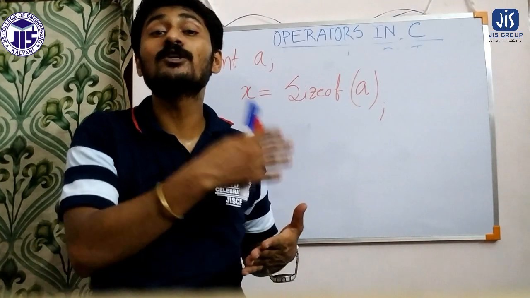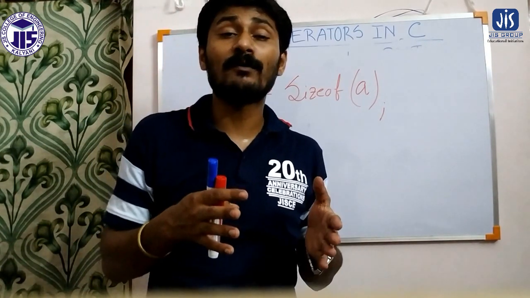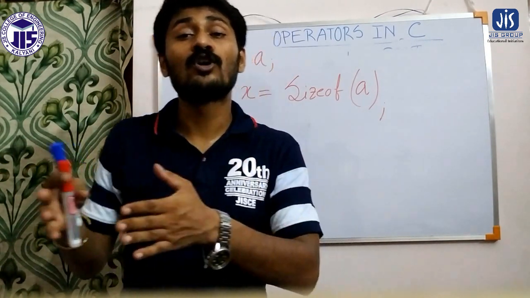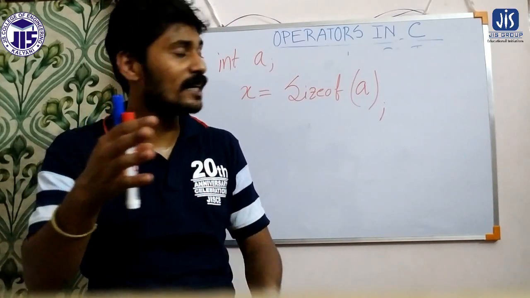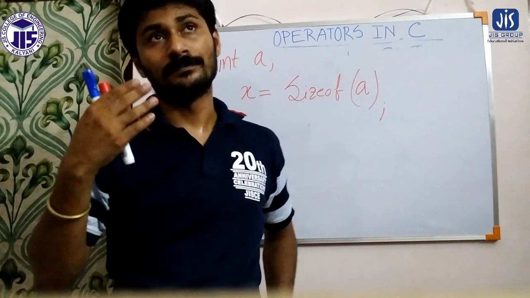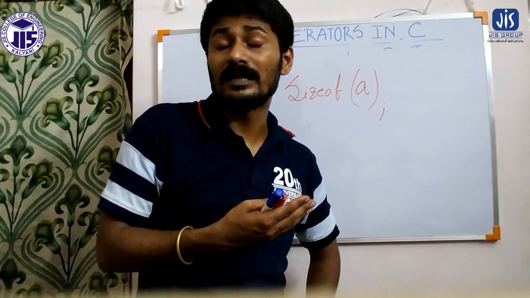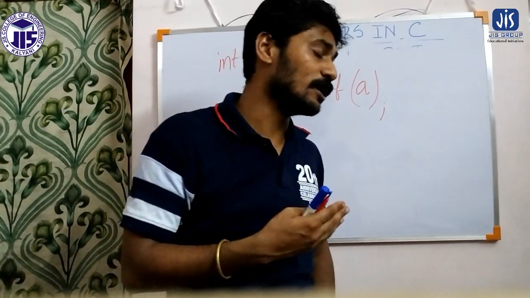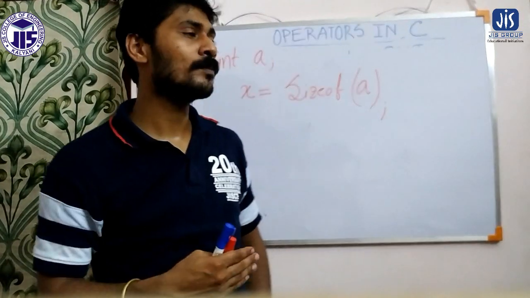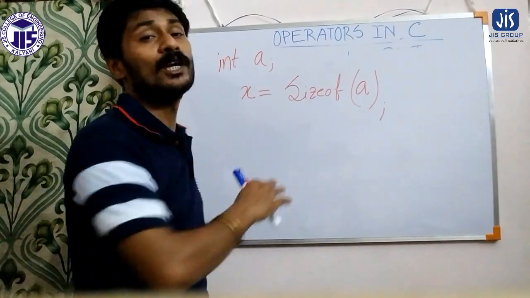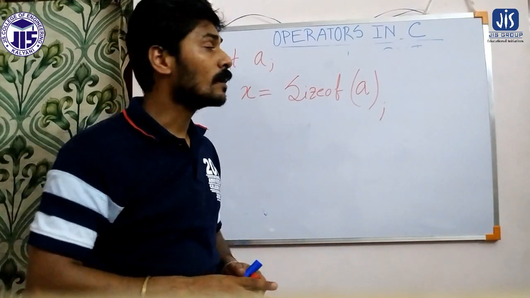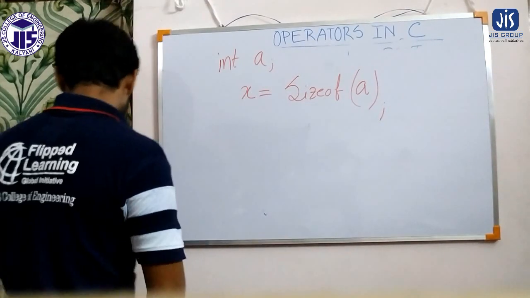Then we have discussed bitwise operator, using which we can perform different bitwise and, or, not, shifting operations, etc. We have discussed increment and decrement operator, using which we can increase or decrease the value of a variable. It may be pre, it may be post, and we have discussed the sizeof operator in these 3 lectures. That is all about the operators in C.